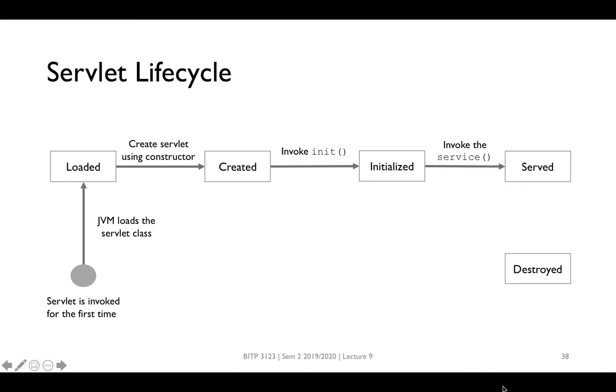The served state will change to destroyed state when destroy method is invoked. The destroy method will be invoked automatically after timeout or when the web server is stopped. Init method, service, and destroy are methods that JVM uses to control the servlet. These methods belong to a class named servlet from javax.servlet package.